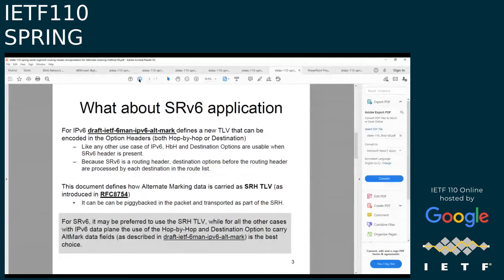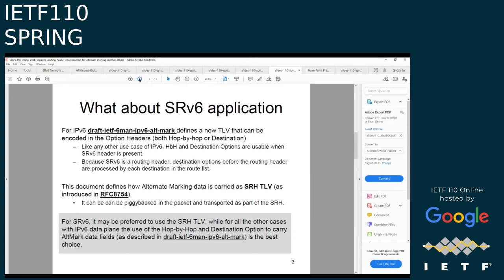Yeah, regarding the SRv6 application, this is the main scope of this draft. So for IPv6, we already have a document on the standards track that has been published in 6 months that defines new option headers, both hop-by-hop and destination option, to encode these marking bits in the IPv6 data plane. Regarding SRv6, as in general for IPv6, both hop-by-hop and destination option can be used when the SRv6 header is present. This is valid in general for any routing header.